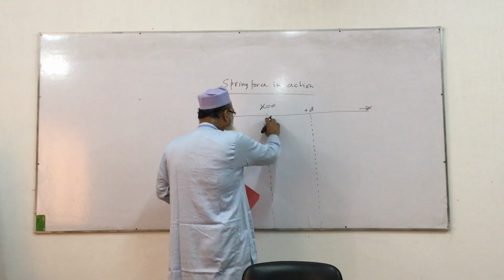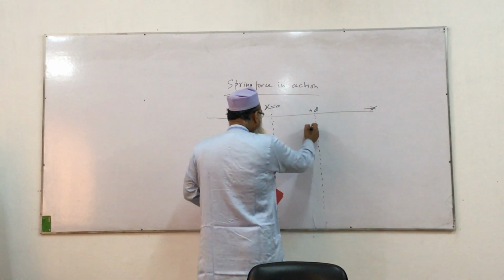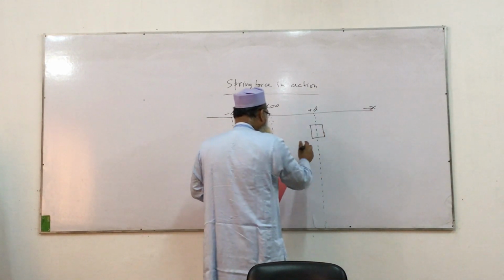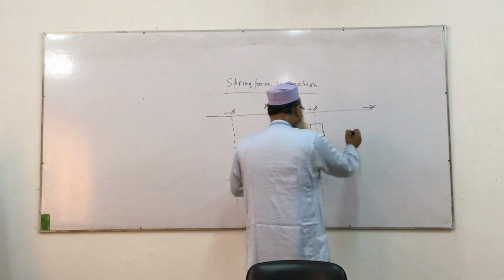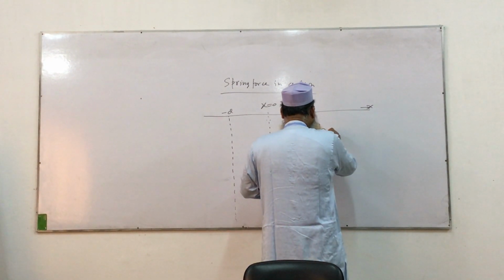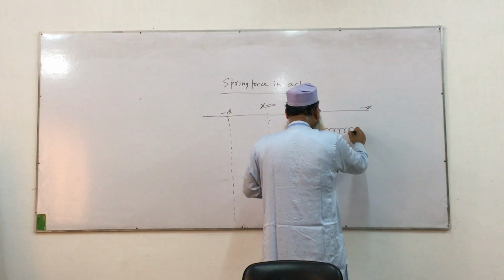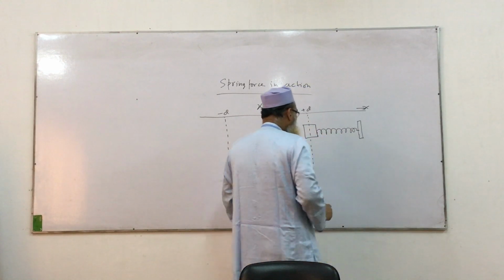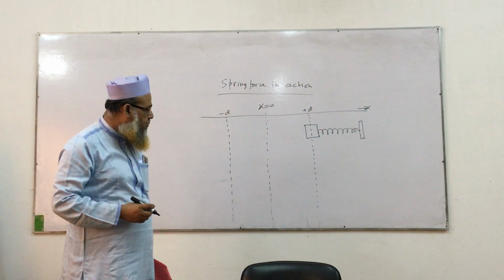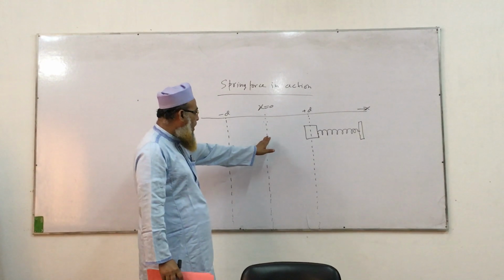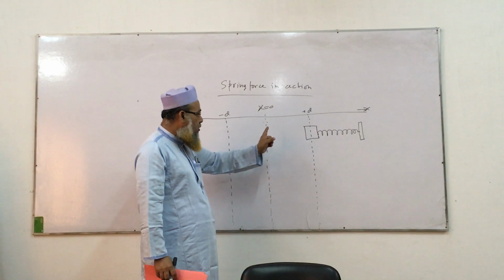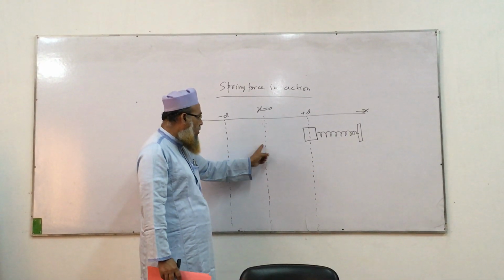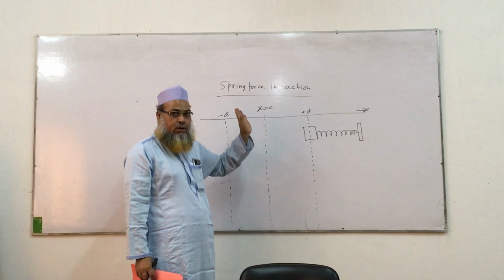Some external agent compressed it to the location x equal to plus d. And the spring is where? The spring is here, and it is attached with a heavy wire. So the external agent compresses the spring through the block by a distance d, from x equal to 0 to x equal to d. Okay?